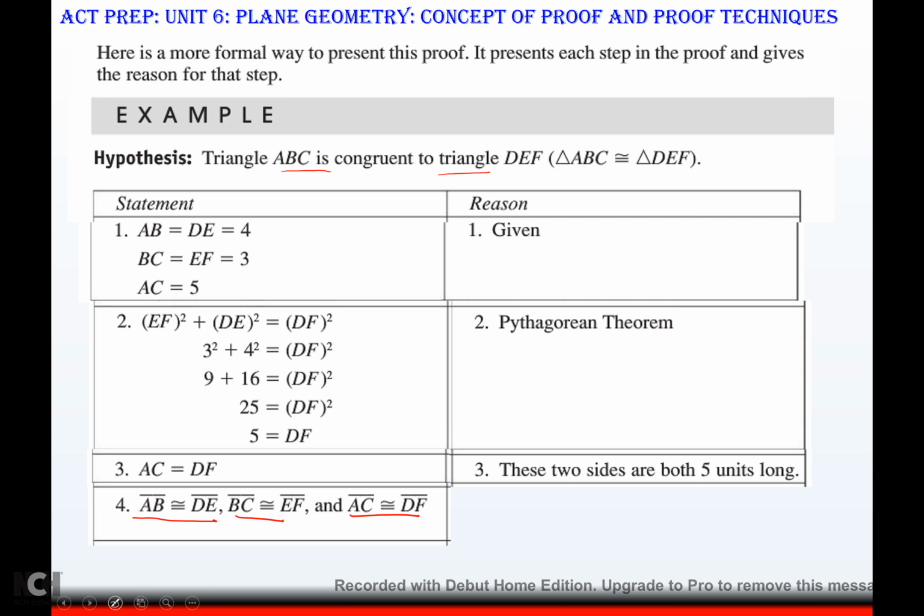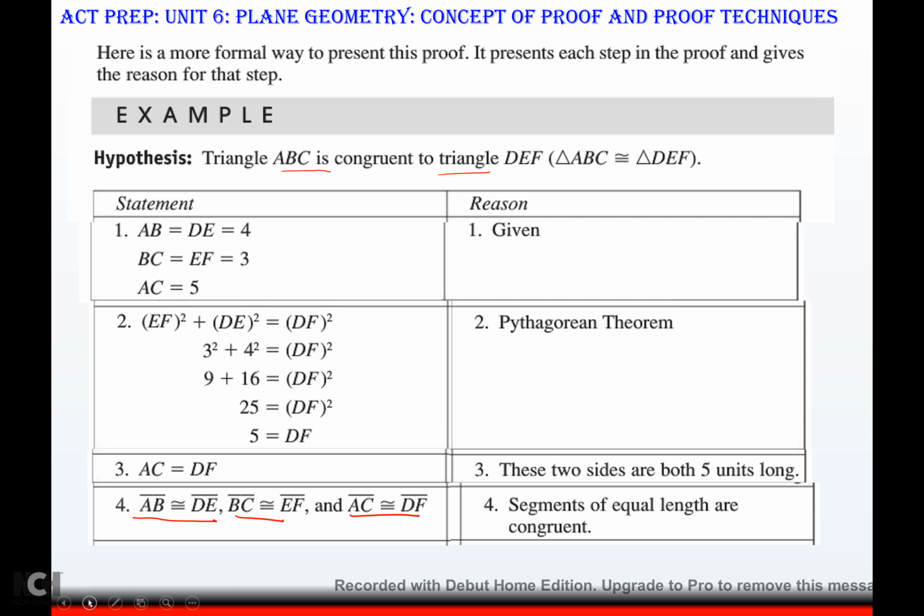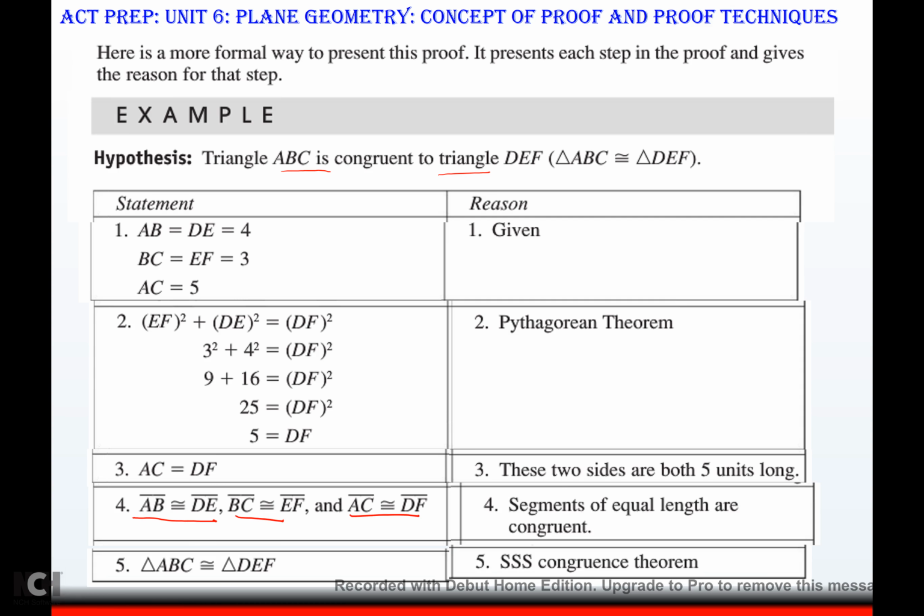And so since 3 sides of my triangles are congruent, I can say, well, obviously that's the reason, because they have equal length, so they're congruent. And then I can say the triangles are congruent by the side, side, side congruence theorem. Okay?